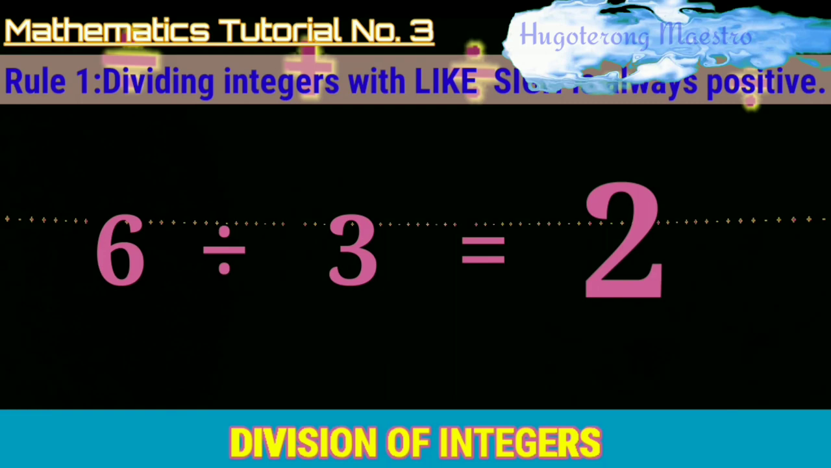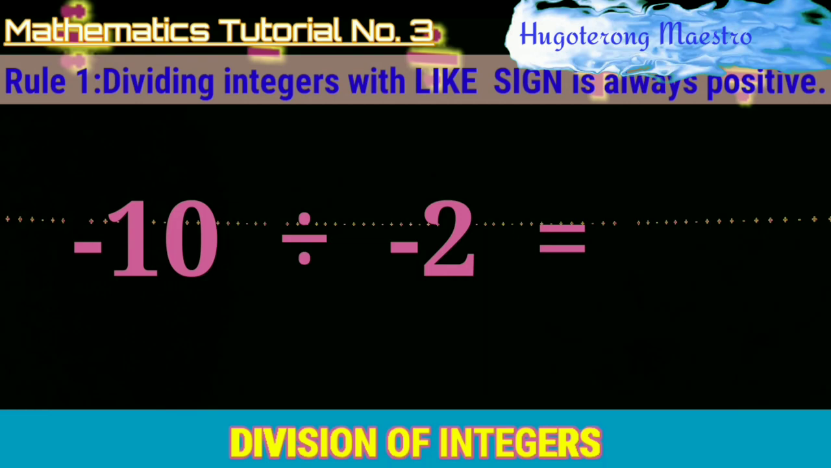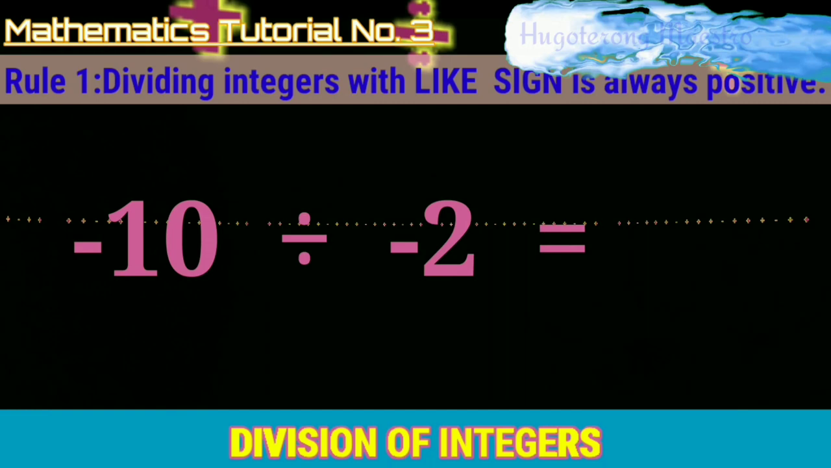Let us take another example. Negative 10 divided by negative 2. So ayan, parehas ang sign nila, which is negative. So ang sagot natin dyan ay positive. So negative 10 divided by negative 2, our answer is positive 5.